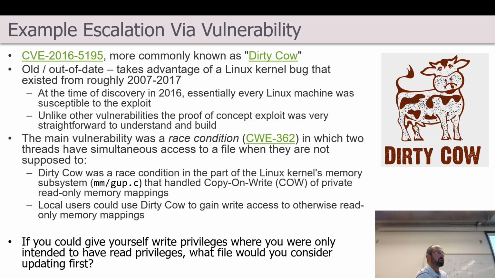Here's an example of vertical escalation via a specific vulnerability. This is just one example, and it's one example that we're able to run in the lab. But again, we run it in the lab, and we just run a command line, and it works, and we don't really think too much about why it's working, and that's not a great use of our time. So in class, let's talk about why this particular vulnerability works.